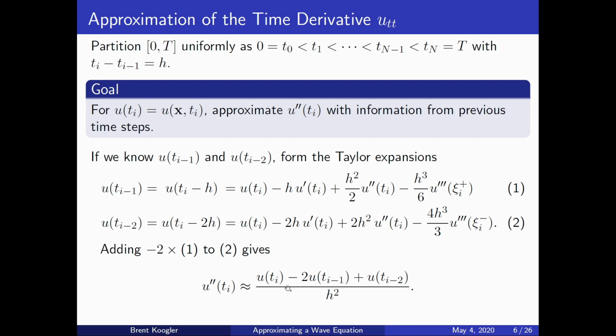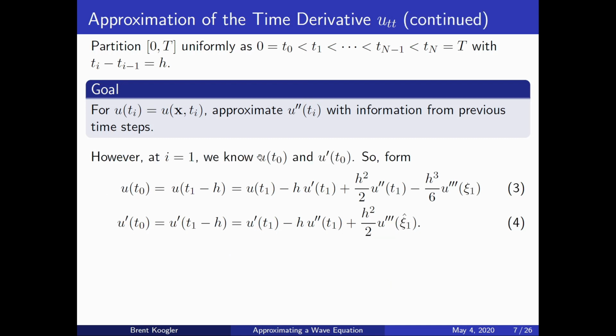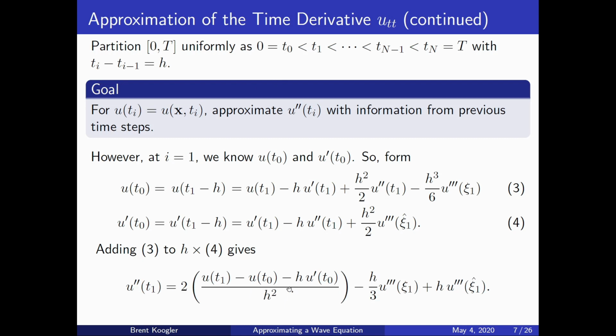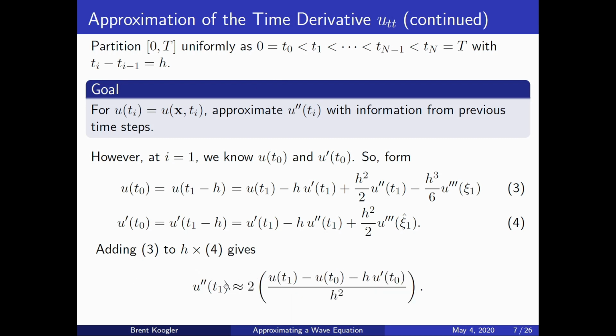The issue with this expression is that at time t sub 1, we can't go back 2 time steps. So in order to circumvent this issue, we'll note that we know what u of t naught and u prime of t naught are by initial conditions. So using this added information at the first time step, we can form these two Taylor expansions, forming the appropriate linear combination, simplifying, and then ignoring the error terms. We get exactly what we want again. We get the second time derivative at time t sub 1 being equal to the spatial solution at time t sub 1 when you subtract some things that we already know from the initial conditions.